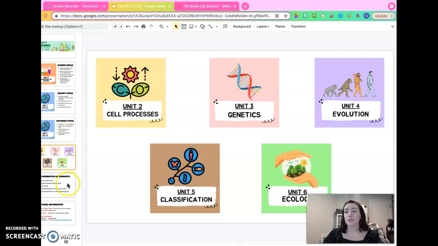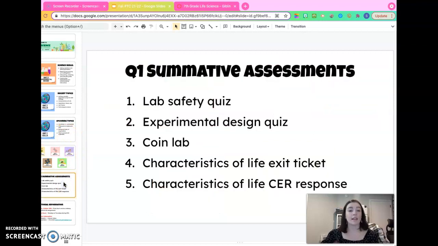And in regards to summative assessment, so things that count towards the gradebook, there's been a variety since the beginning of the year, the most notable being an experimental design quiz and a coin lab investigation. This week, students took their final summative for quarter 1. They were given an organism and they had to use the characteristics of life to write a claim evidence reasoning response to prove whether it was living or non-living.